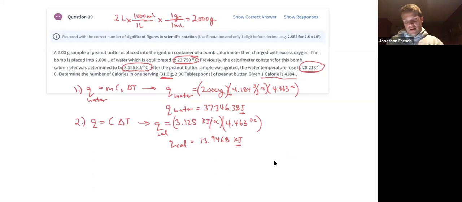So I was converting the energy of the water into kilojoules. The water was 37,346.38 joules. I know 1,000 joules is 1 kilojoule, so I divide by 1,000.